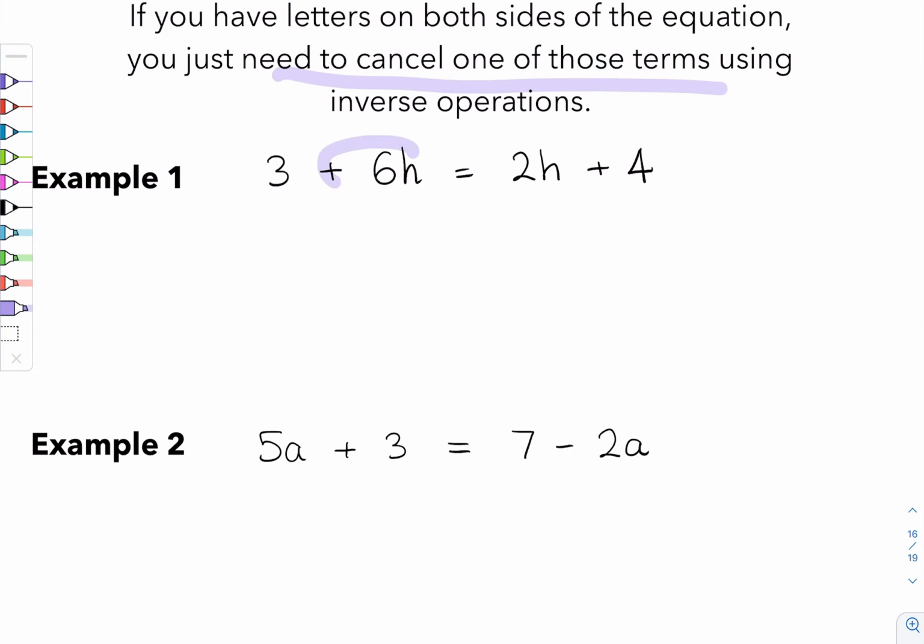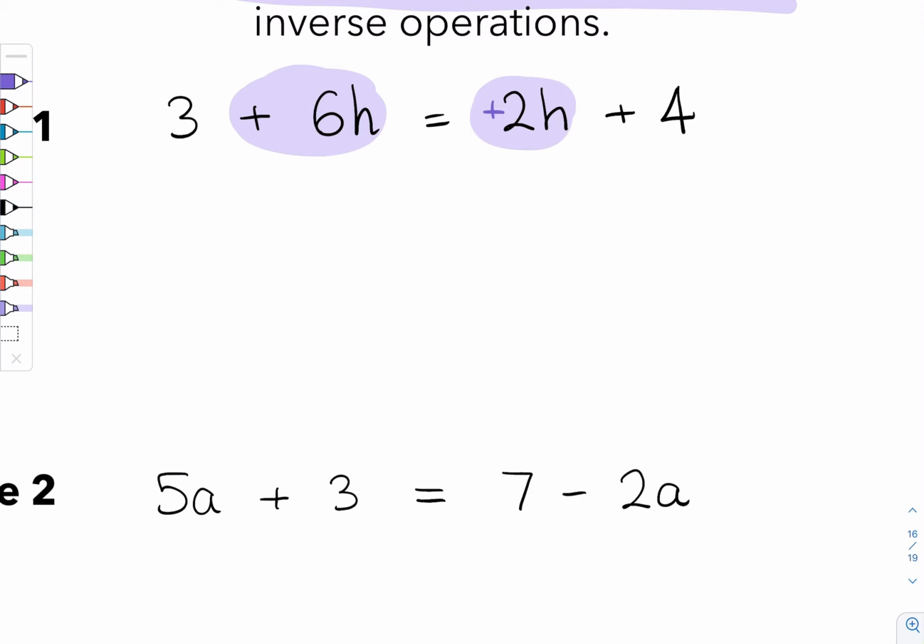So there is a positive 6h term over here, and we've got another positive 2h term over here. I'll put a plus sign here because that's invisible. So we've got the letters. The letter appears on both sides, and the trick is to use inverse operations to basically remove the term. So I've got some choices here. Either instead of positive 6h, I could use negative 6h. That would basically cancel this out to a 0, leaving me with just a 3. So that 3 would be all by itself on the equal sign.